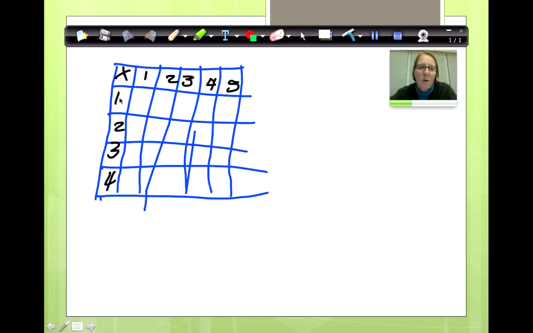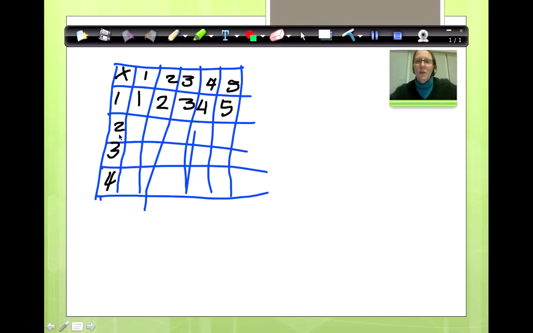1 times 1 is 1. This goes here. And let's go across. 1 times 2 is 2. 1 times 3 is 3. 1 times 4 is 4. 1 times 5 is 5. Now we do it up here.